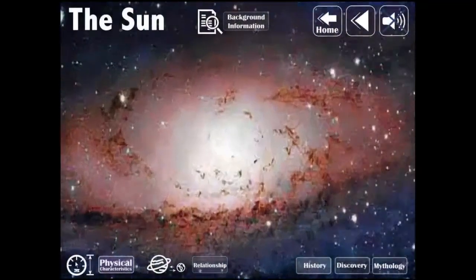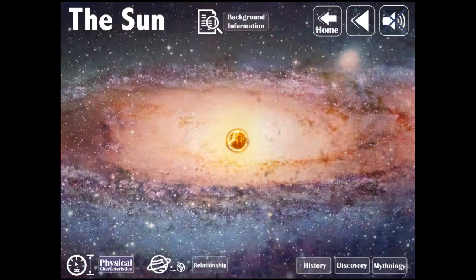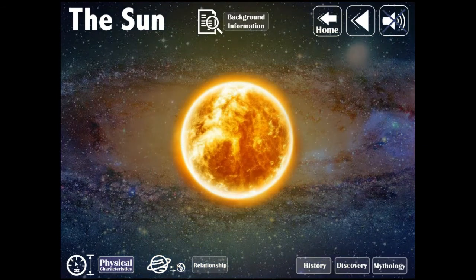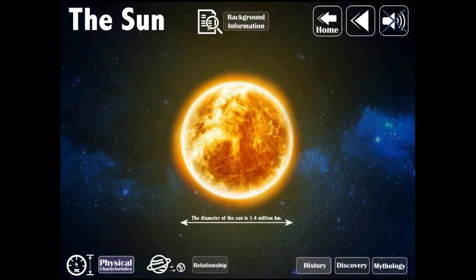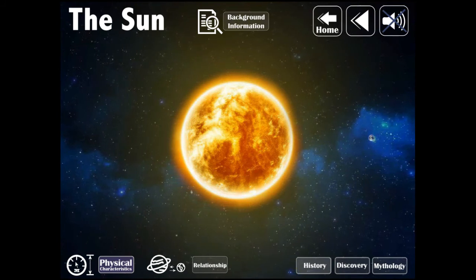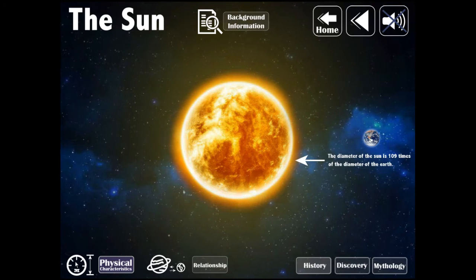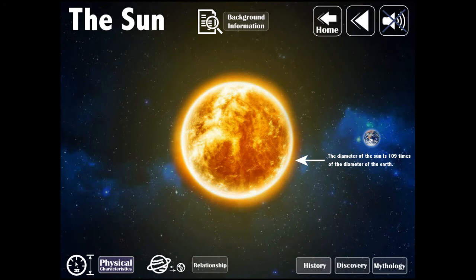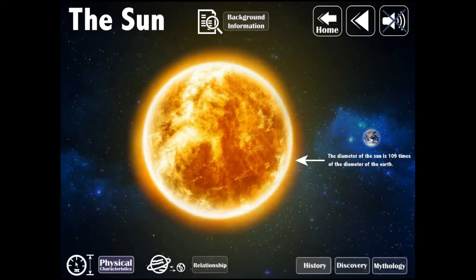The sun's physical information. The sun is the star at the center of the solar system. The diameter of the sun is 1.4 million kilometers, or 109 times the diameter of the Earth. The distance from the sun to the Earth is 149,600,000 kilometers, or 1 astronomical unit.